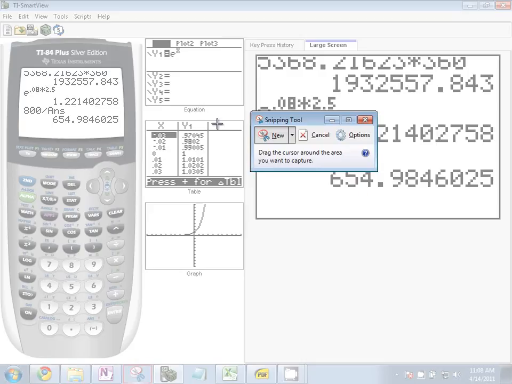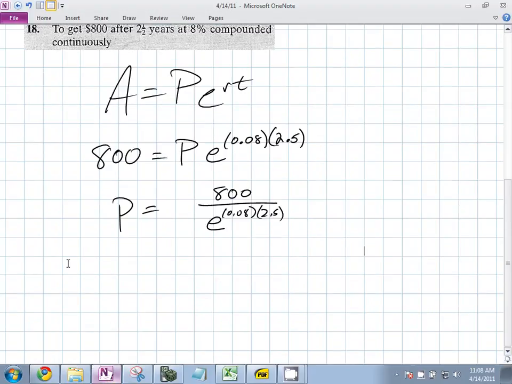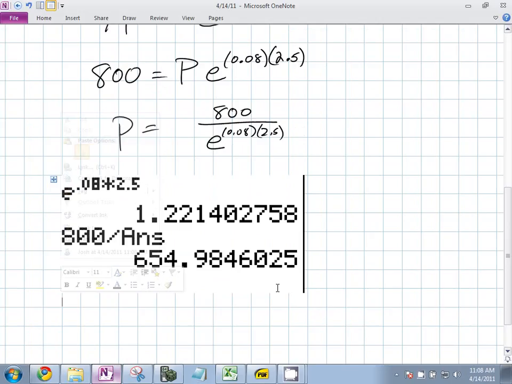So if you wanted $800 at the end of that time at that interest rate, how much money would you need to put into the account? $655. Does that make sense? These questions are testing your ability to substitute and solve. They just want to make sure you're familiar with the formulas.